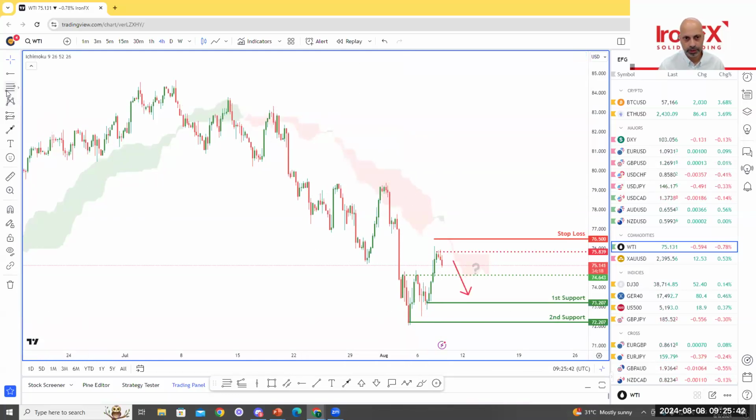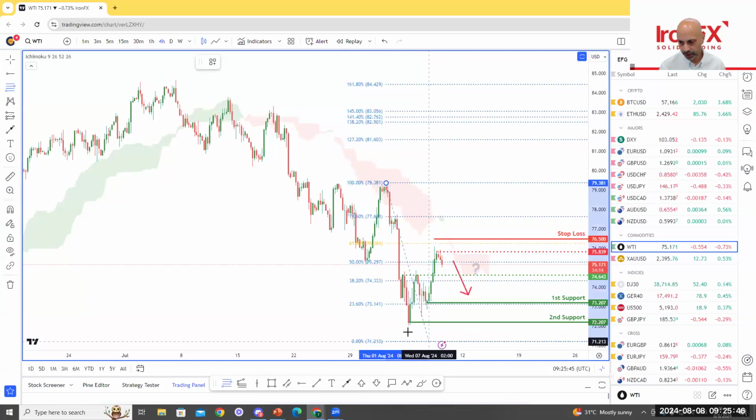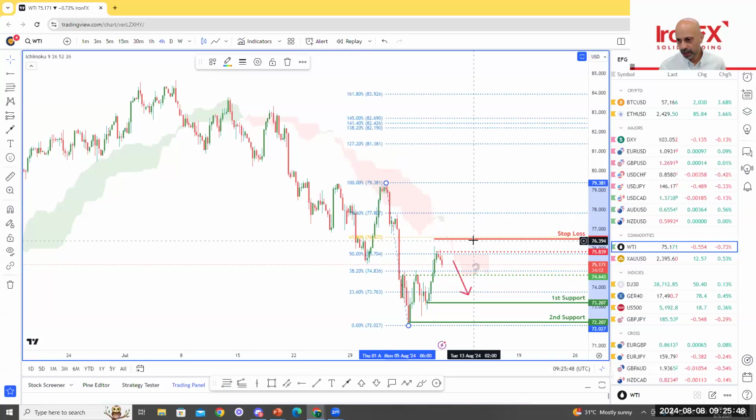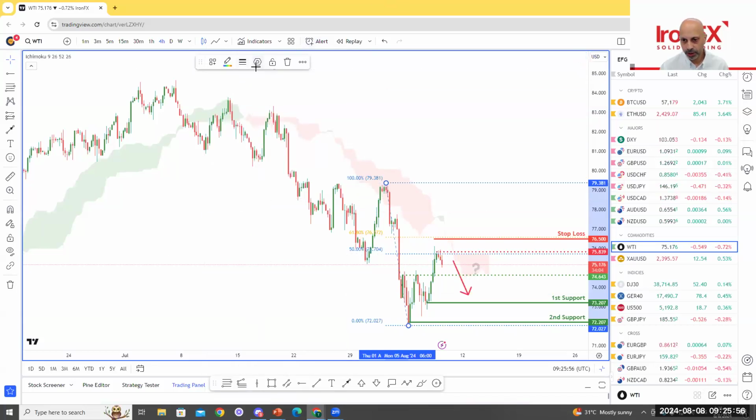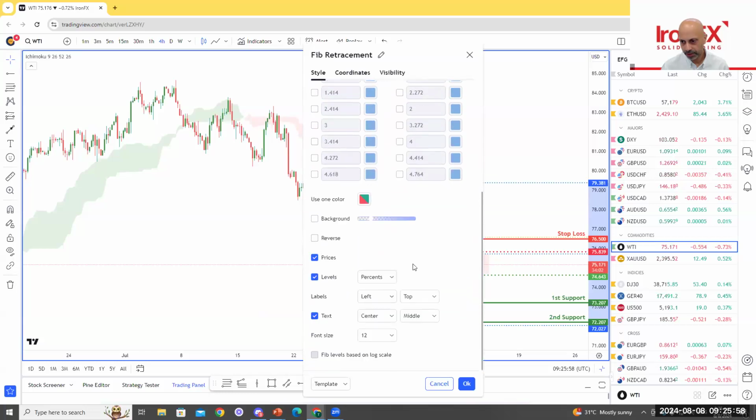Now, we can also run a Fibonacci retracement starting from this high on the 1st of August, going down to the low here on the 5th of August. We can see that crude prices have stalled at around the 50% Fibonacci retracement, and we've identified the stop loss at around the 61.8% retracement level.